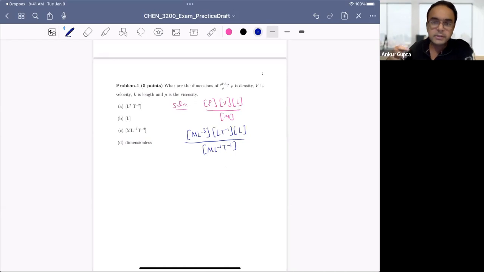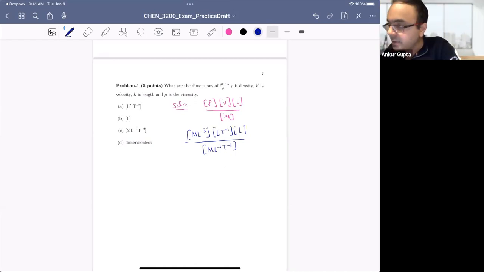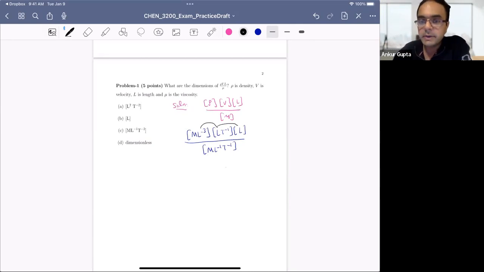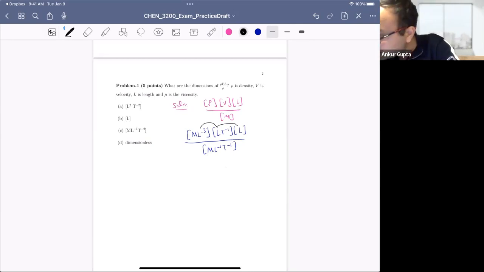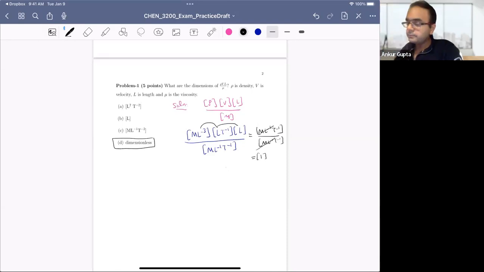You will have your cheat sheet, so hopefully you can look it up if you don't remember right away. And so if you multiply, we have L cubed into L into L. The numerator now has L squared times L minus 3, which becomes L minus 1. This is M L minus 1 T minus 1 by M L minus 1 T minus 1. This gets cancelled. This is 1. So clearly this is dimensionless. Okay, so that's it. This is all you have to do in problem 1. So the dimensions are dimensionless.